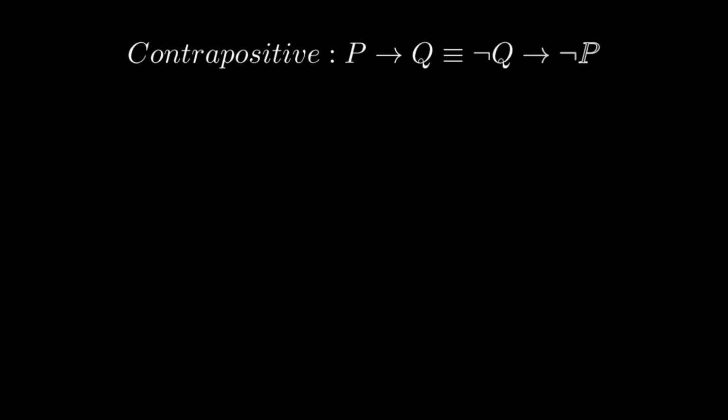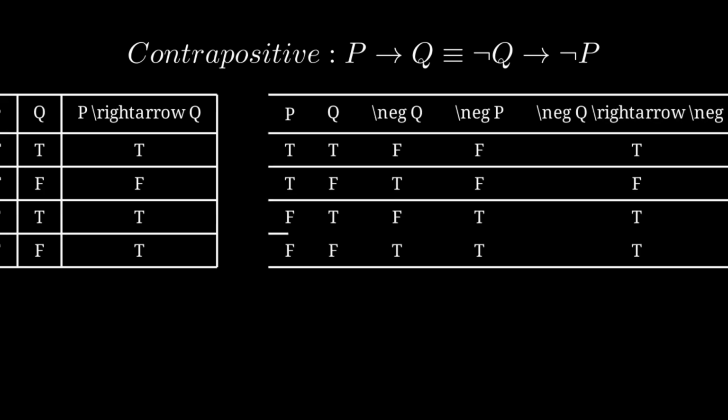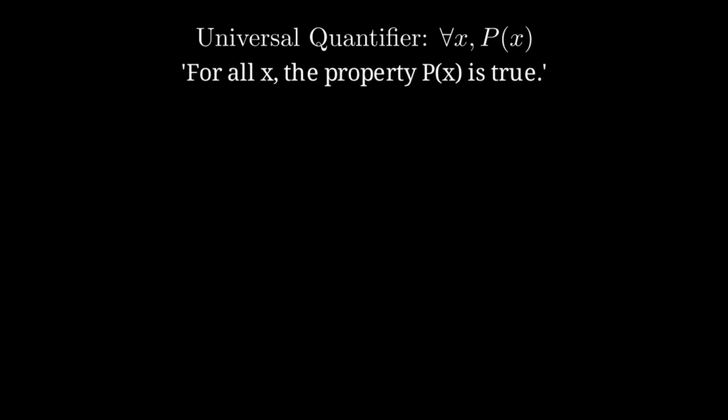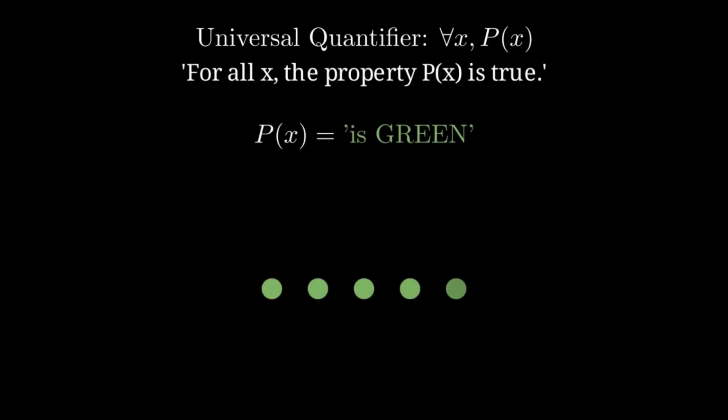In mathematics, we use various proof techniques. A direct proof starts with a hypothesis and uses logical steps to reach the conclusion. Proof by contraposition exploits the fact that P implies Q is logically equivalent to not Q implies not P. Instead of proving the original implication, we prove the contrapositive, which is often easier.